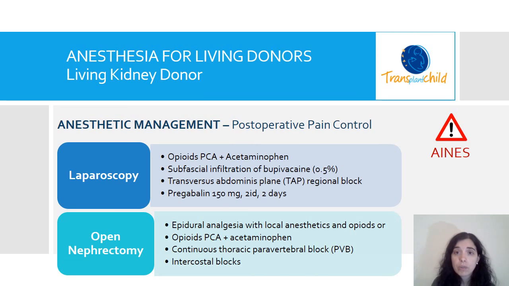So what can we do to control pain? In open nephrectomy, we have a few options. We can use epidural anesthesia with local anesthetics alone or combined with opioids.